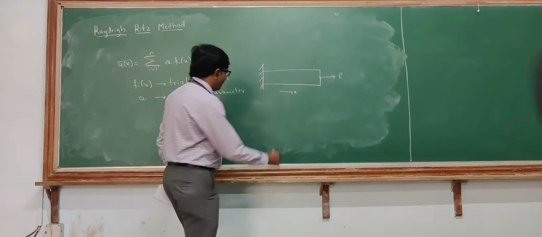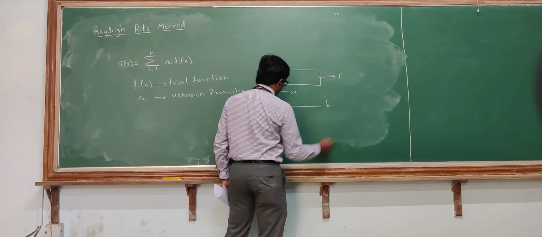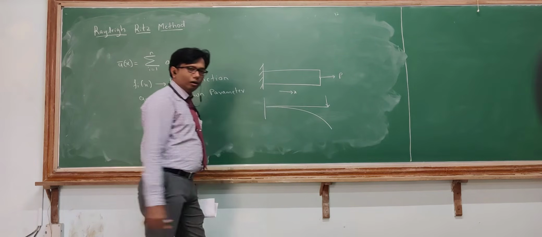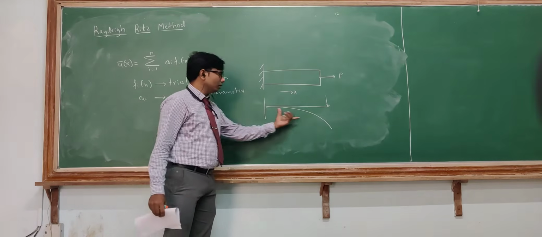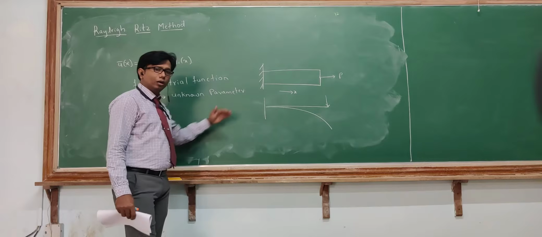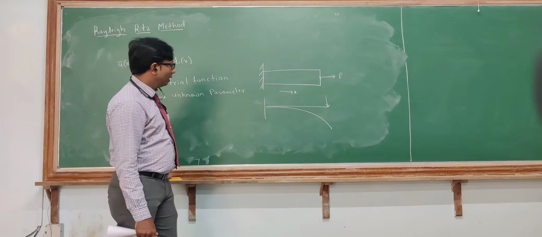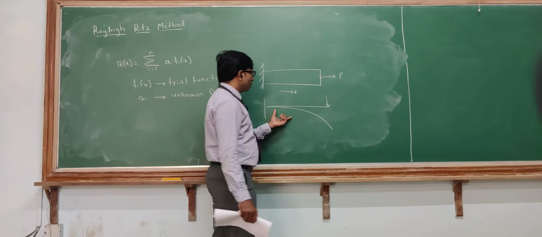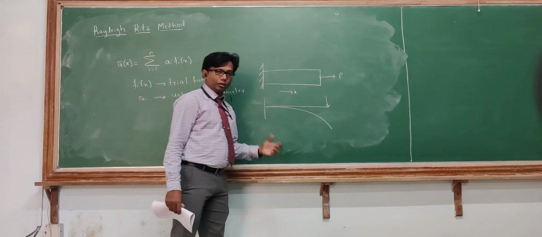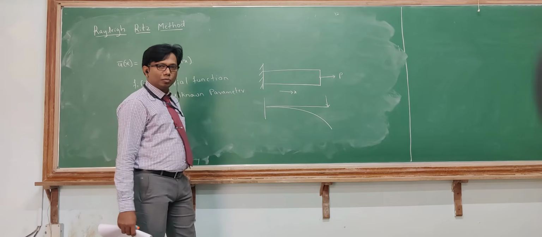For example, if I take a beam and a load is applied, if I see the displacement of that particular beam, it is happening in the form of a curved structure, which means that the displacement is of higher order. Higher order means it is not so linear. It might be cubic, it might be fourth order. That is called a displacement function.